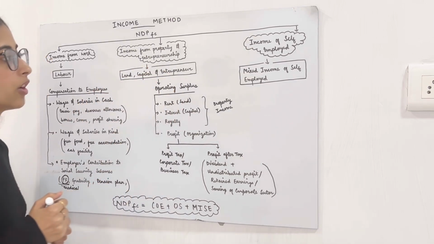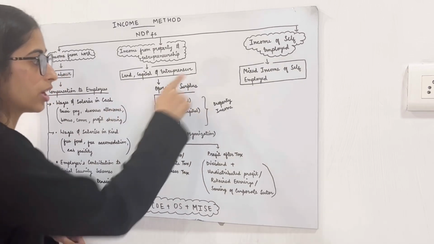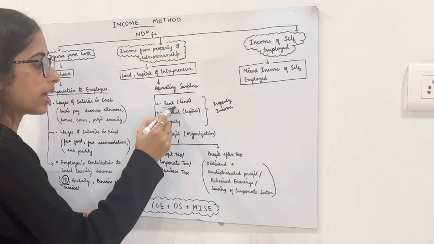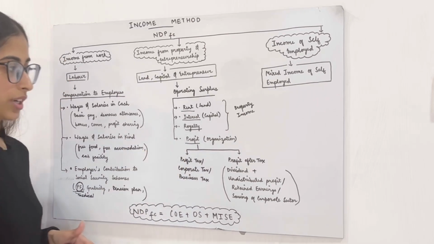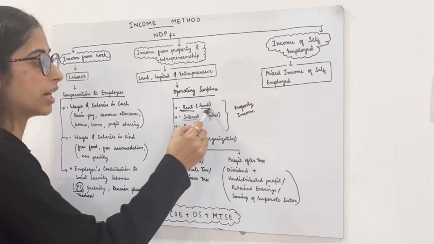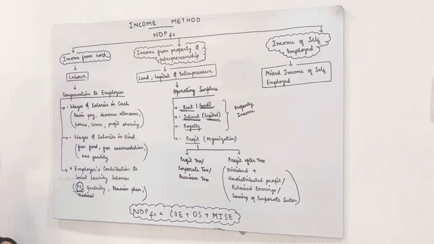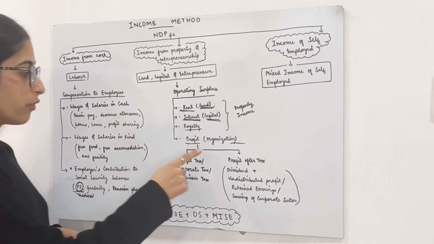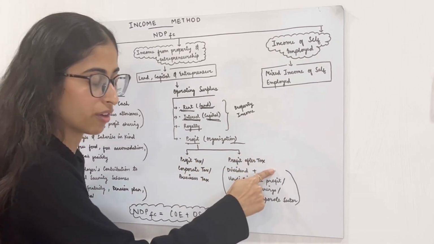Income from property and entrepreneurship is generated from land, capital and entrepreneur. So operating surplus is calculated by adding rent, interest, royalty and profit. Rent is generated from land, interest is generated from capital, and profit is earned by the organization. Profit is further divided into 2 parts, profit tax and profit after tax.